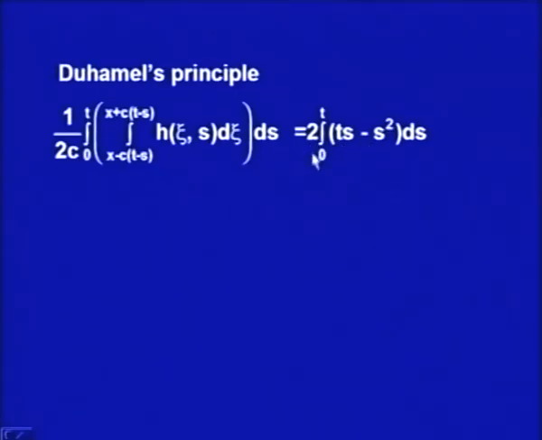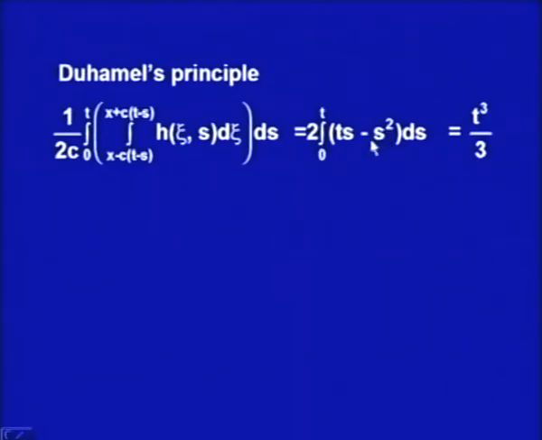So, the integral, 2 I have taken outside, integral 0 to t of s times t minus s, that is t s minus s square, integrated with respect to s. Now, here we have to integrate it with respect to s. So, this will give me t times s square by 2, evaluated from 0 to t. I would get t times t square by 2, and this 2 is getting cancelled out. So, I would get t cube.